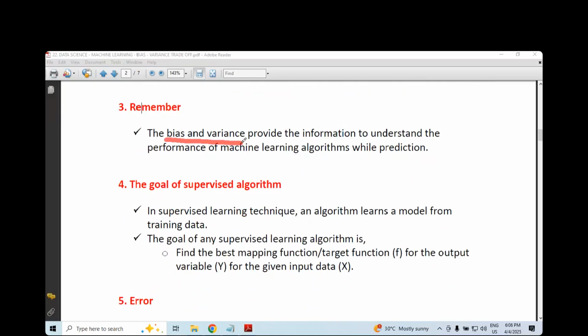Now what you need to understand is that bias and variance provide information to understand how the model is working, whether it is a really good model, an overfit model, or an underfit model. The goal of a supervised learning algorithm, you know this.